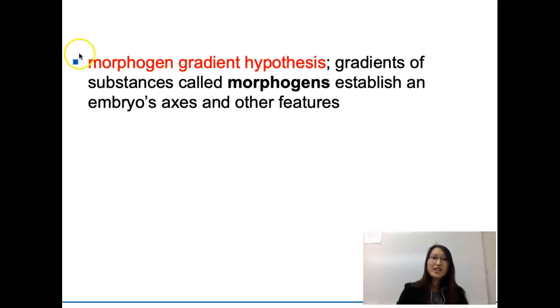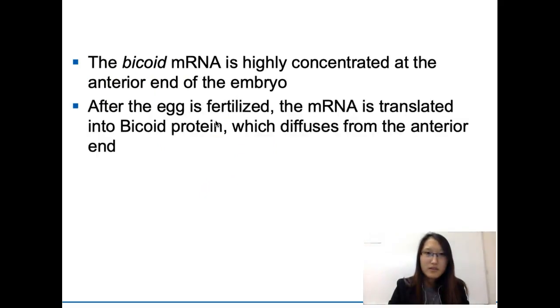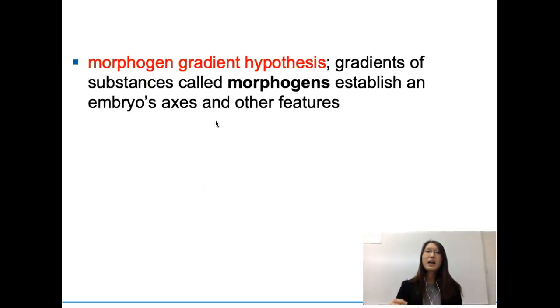All right, the next one is called the morphogen gradient hypothesis. Let's break this down. Gradient is the distribution of something. Hypothesis is hypothesis. Morphogens help set up the embryo's axes and other features. So those are kind of chemicals that get sent throughout an organism's body. We'll see pictures of that. It will make a lot more sense.